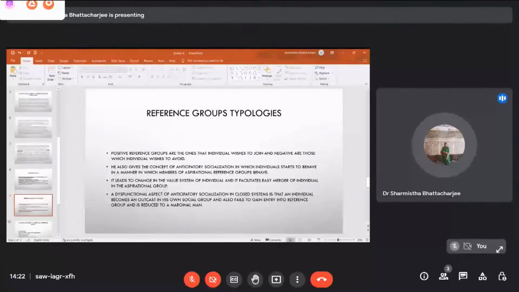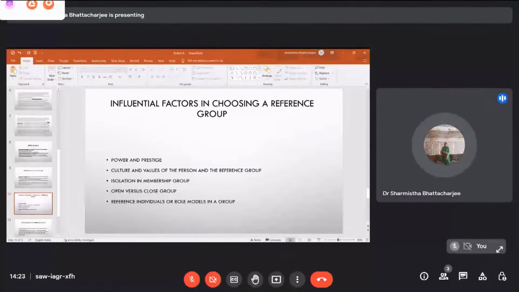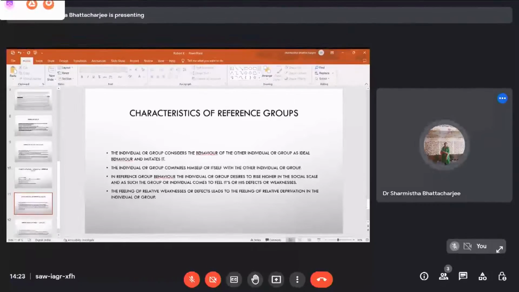A dysfunctional aspect of anticipatory socialization in a closed system is that an individual becomes an outcast in his own social group, fails to gain entry into the reference group, and is reduced to a marginal man. Influential factors in choosing a reference group: power and prestige, cultural values of the person and the reference group, isolation in the membership group, open versus closed groups, and reference individuals or role models in the group.